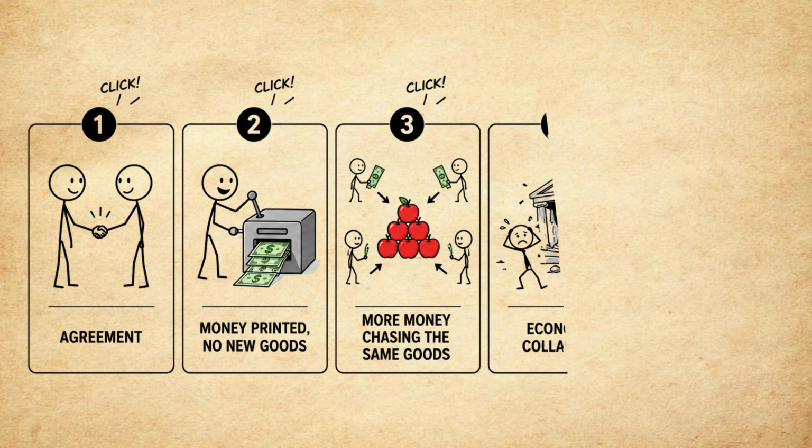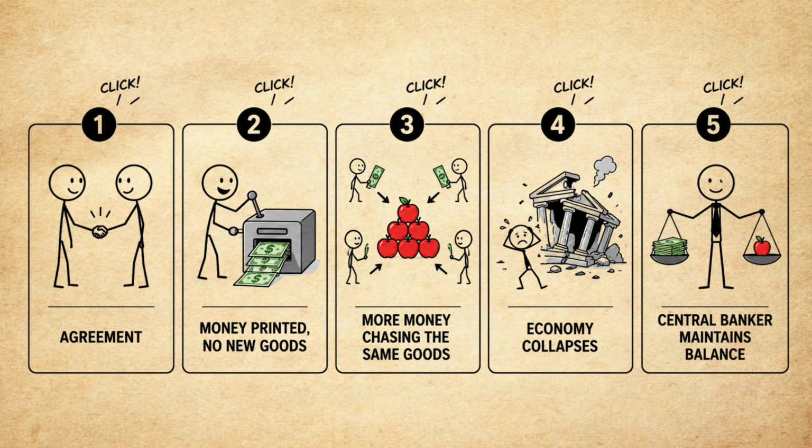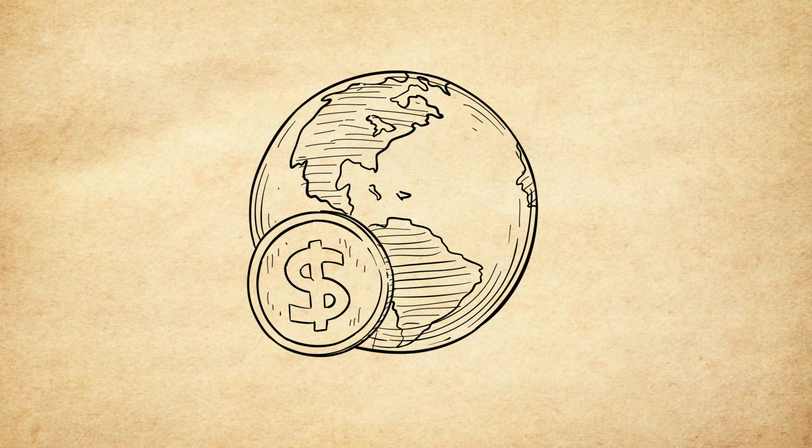Let's recap what we learned today. 1. Money is just a shared agreement. It has no intrinsic value. 2. Printing more money doesn't create more goods. 3. More money chasing the same goods leads to inflation. 4. Unchecked printing leads to hyperinflation and economic collapse. 5. The solution is controlled, independent monetary policy. Economics isn't just for textbooks. It's happening around you every single day.